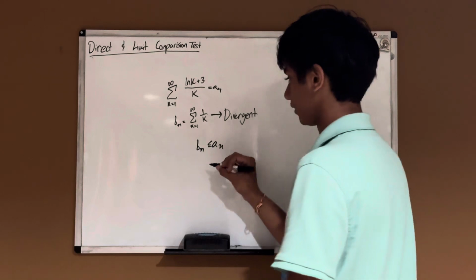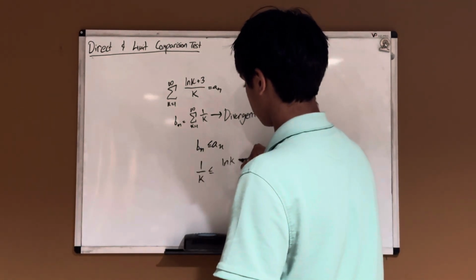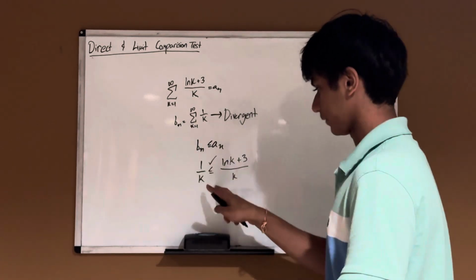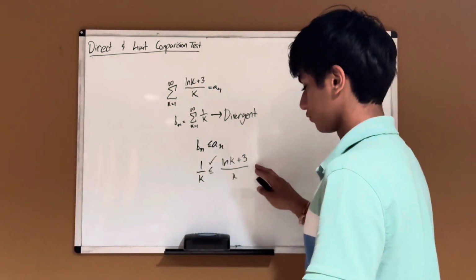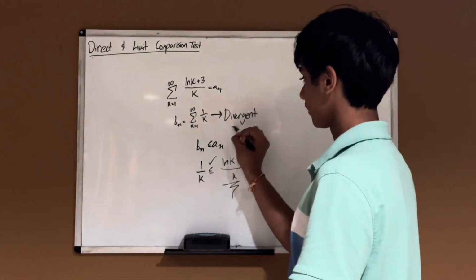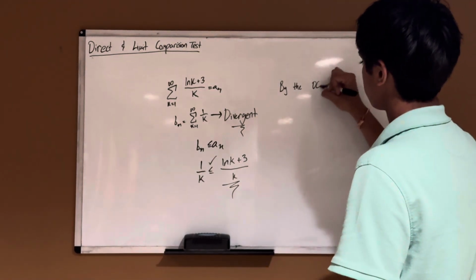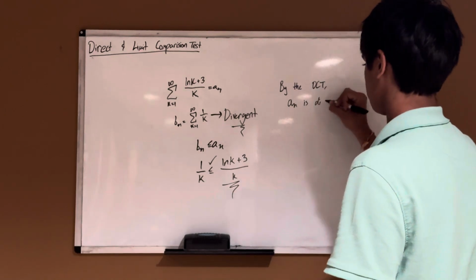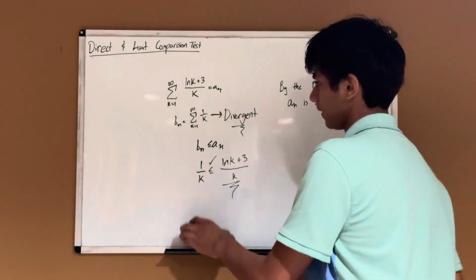And this one's pretty easy to prove because we have 1 over k here, less than or equal to (ln k + 3) divided by k, which is obviously true, right? Because we have the same denominator, but the numerator in this one we have only 1, but in this one we're multiplying by ln k plus 3, therefore a of n is greater, and because b of n is divergent, by the direct comparison test, a of n is divergent. And that's what we did. Next problem.